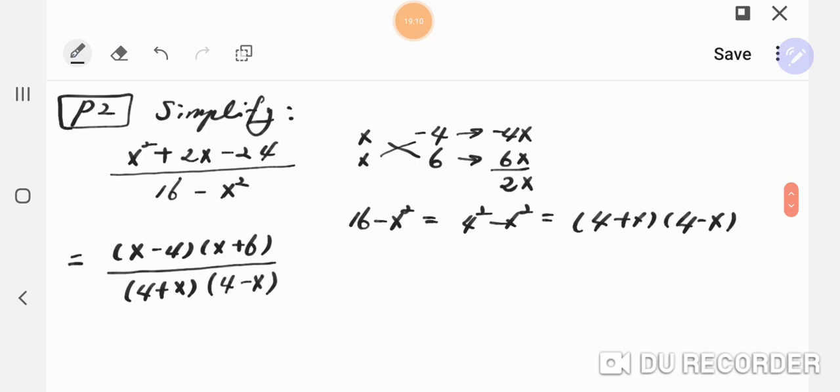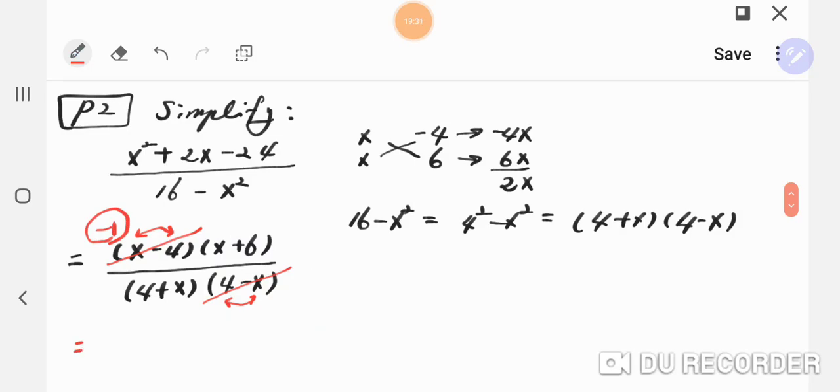So the binomial 4 minus x, this is 4 minus x, and the one in the numerator is x minus 4. They are actually the same factor with different sign. So why don't we cross it out and replace it with a negative sign. So you can write the answer.